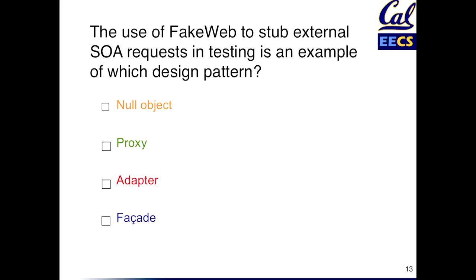Here's an example you've also seen, and you get to decide which one this is. When we use FakeWeb to stub external requests, like we did in the example for the TMDB gem, which design pattern is arguably the best description of what this is an example of? Is it most like using a null object, most like creating a proxy object, most like creating an adapter, or most like creating a facade?